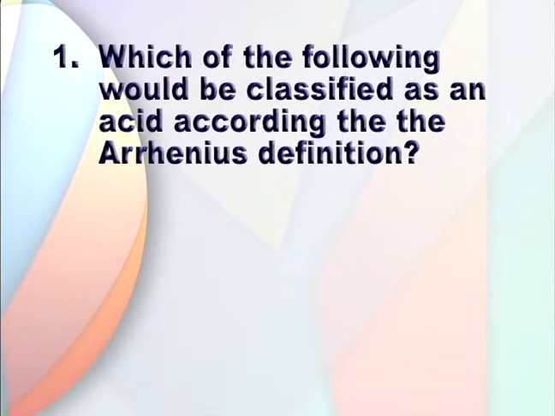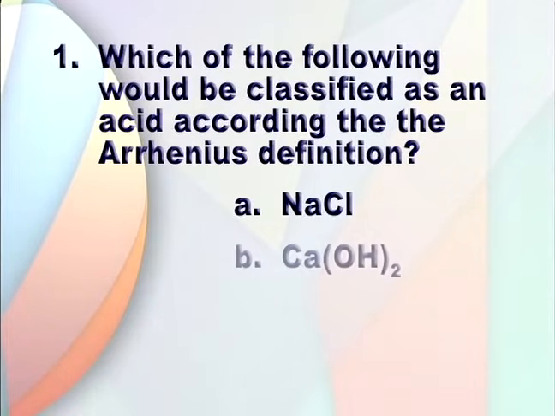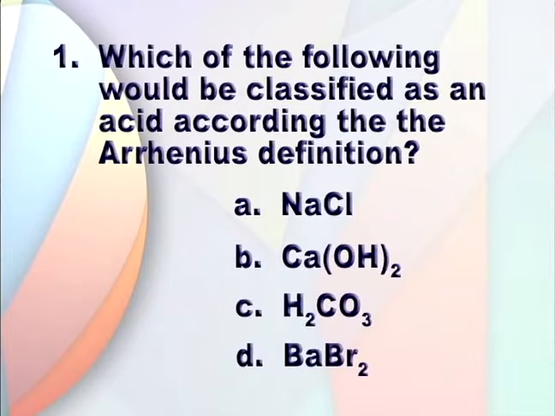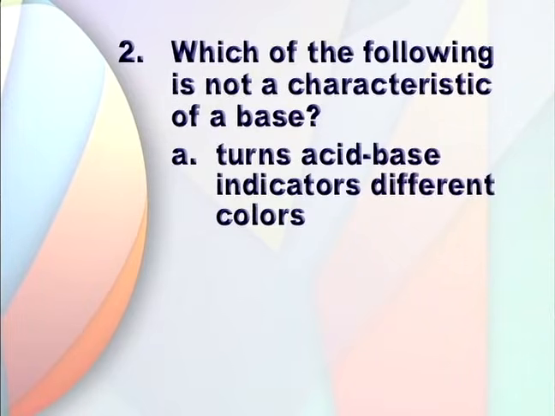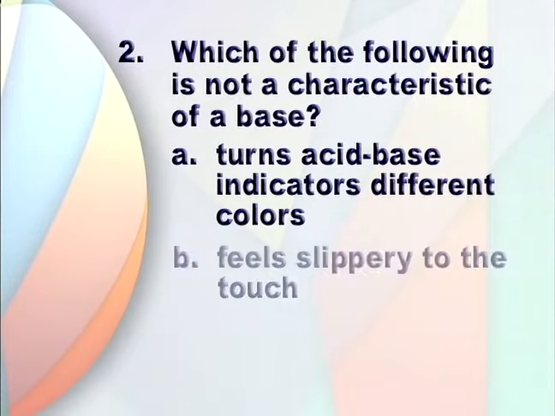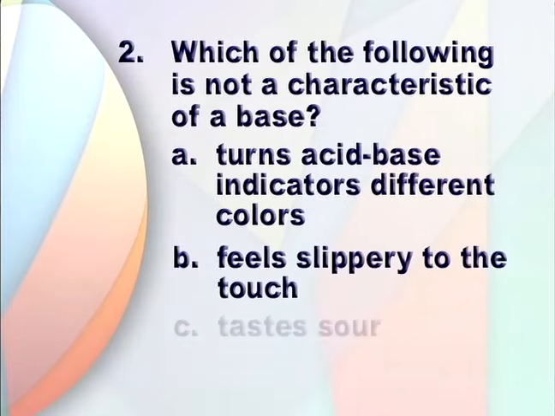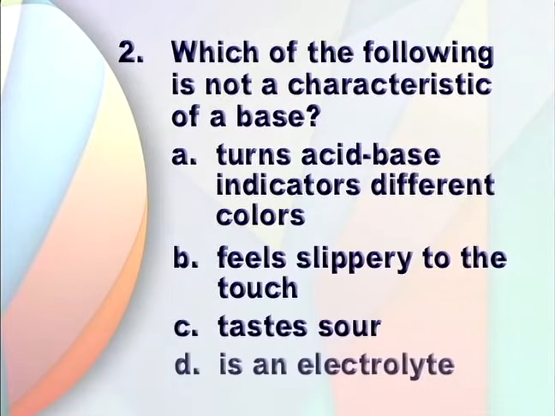Number 1. Which of the following would be classified as an acid according to the Arrhenius definition? A, NaCl. B, CaOH2. C, H2CO3, D, BaBr2. Number 2. Which of the following is not a characteristic of a base? A, turns acid-base indicators different colors. B, feels slippery to the touch. C, tastes sour. D, is an electrolyte.